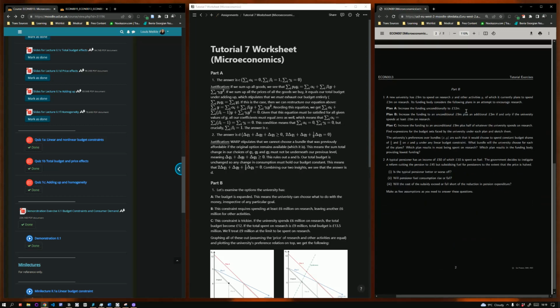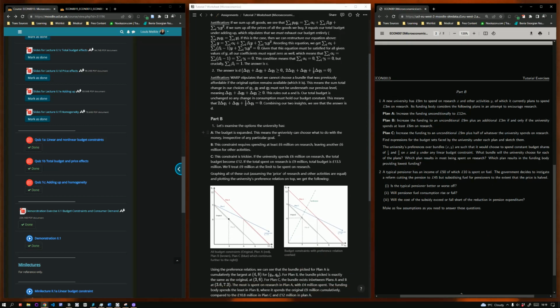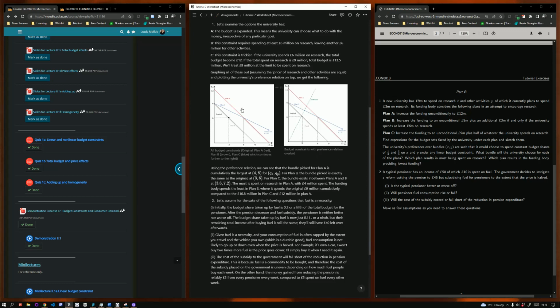Let's move on to part B. Can I zoom in a little? There we go. So there are 2 questions in part B. Question number 1 requires a bit more drawing.